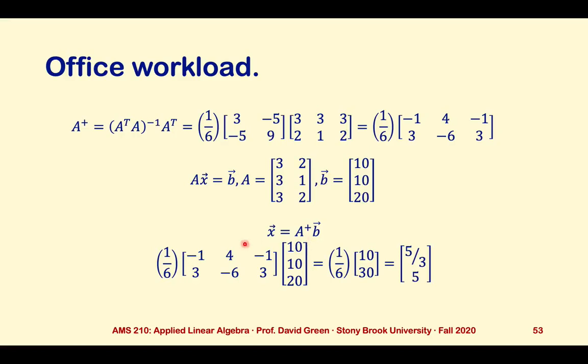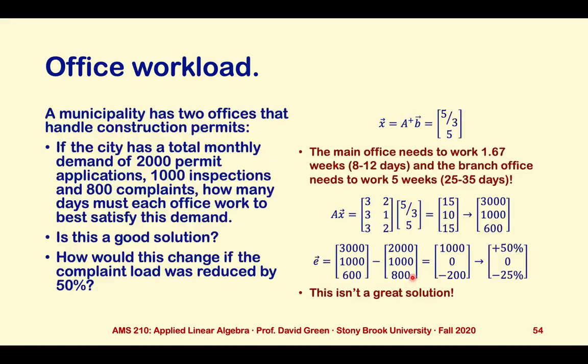Negative 10 plus 40 minus 20 is 10. 30 minus 60 plus 60 is 30. Now we multiply through by the 1/6, and our final answer is 5/3 and 5. Now we can take this answer and interpret it in the context of the original problem.